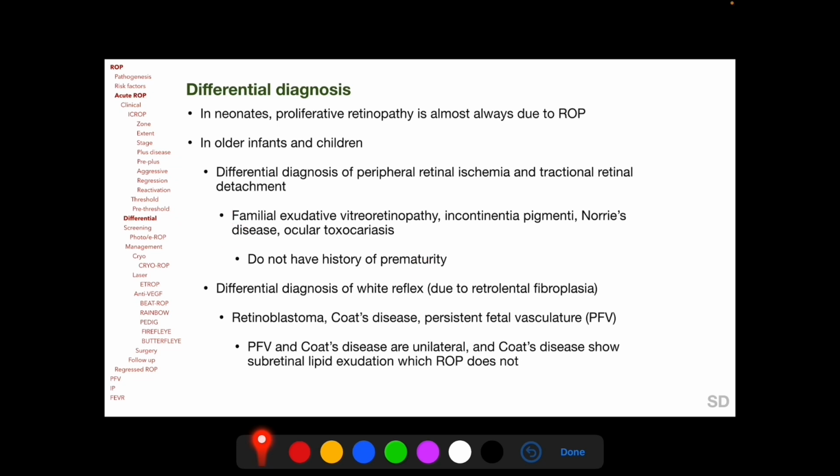And differential diagnosis of white reflex in the eye, which may correspond to the presence of retrolental fibroplasia of ROP, include retinoblastoma, Coats disease, and persistent fetal vasculature. Persistent fetal vasculature and Coats disease are typically unilateral, and Coats disease shows subretinal lipid exudation, which typically does not occur in patients with ROP. And we will be discussing familial exudative vitreoretinopathy, Incontinentia pigmenti, and persistent fetal vasculature in this session.